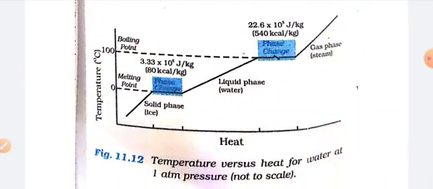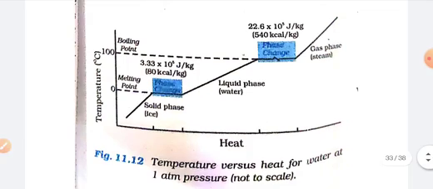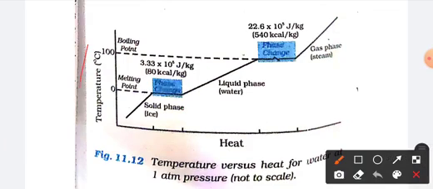We are not checking the table here, we are seeing the graph. This is the temperature on the y-axis and this is heat on the x-axis. When we are giving heat to water, its temperature increases. For example, it is in solid phase first, at minus 10 degrees Celsius, assume that. From this temperature we started giving it heat. Due to that heat, the temperature will increase till 0 degree Celsius.